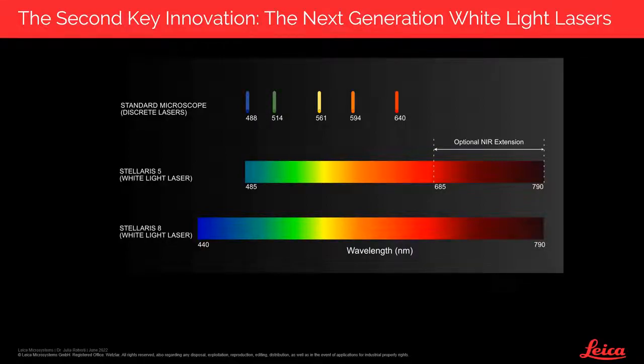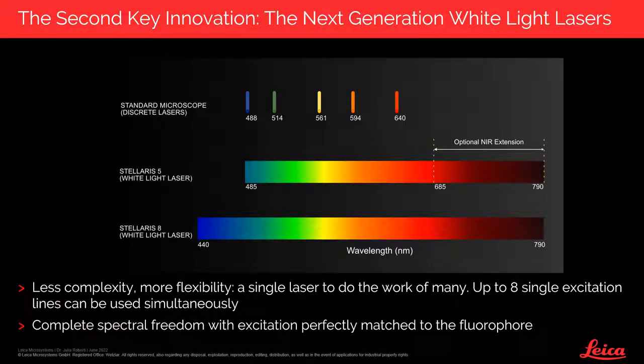I mentioned earlier that one of the ingredients to get great quality images was our new generation of white light lasers. This is the second key innovation embedded in Stellaris that rounds up the capabilities of the detectors with optimal excitation, maximizing the signal. Combined with the AOBS, acousto-optic beam splitter technology, we have a system of ultimate flexibility and less complexity because we have a single laser that can do the work of many.